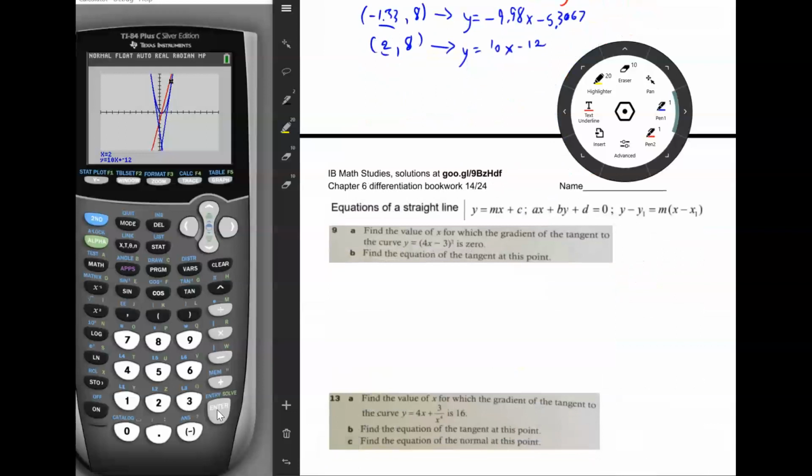Find the value of x for which the gradient of the tangent to the curve y equals (4x minus 3) quantity squared is 0. So I'm not sure about this one either. So what I'm going to do is find the red function. The blue function is this function there, and I'm going to take the derivative of it. Remember that to take the derivative of something multiplied together, I need to expand it first. So I'm going to do FOIL.